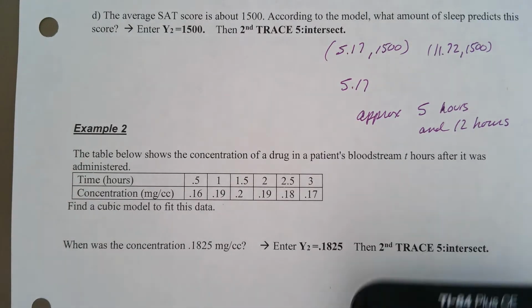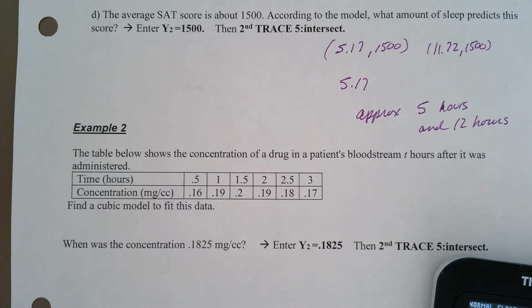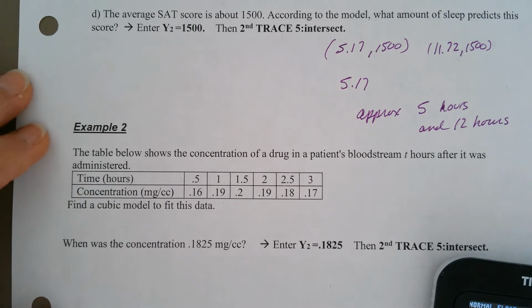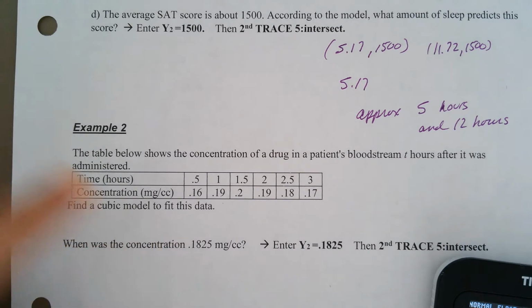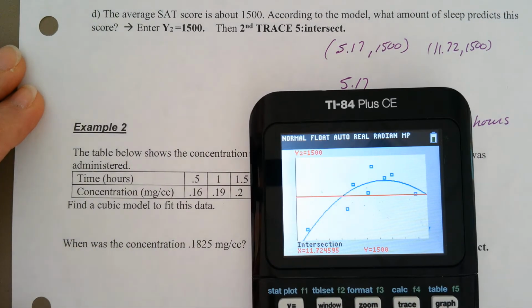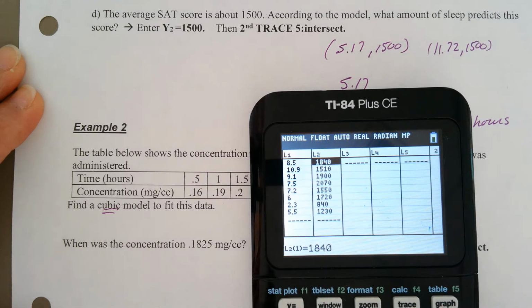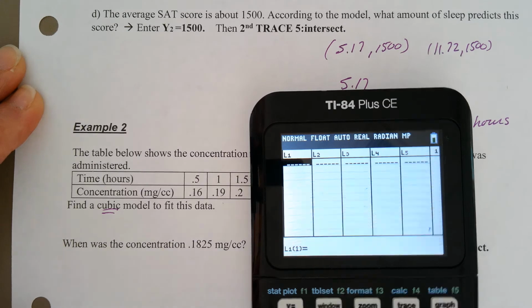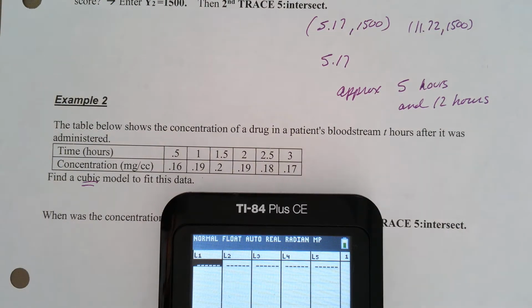Our next example shows the concentration of a drug in a patient's bloodstream t hours after it was administered. Find a cubic model to fit this data. Okay, so we don't have to look at the scatter plot. It's telling us to use cubic. Stat, edit, arrow up to L2, press clear, enter, up to the heading of L1, clear, enter, and now putting in this data.